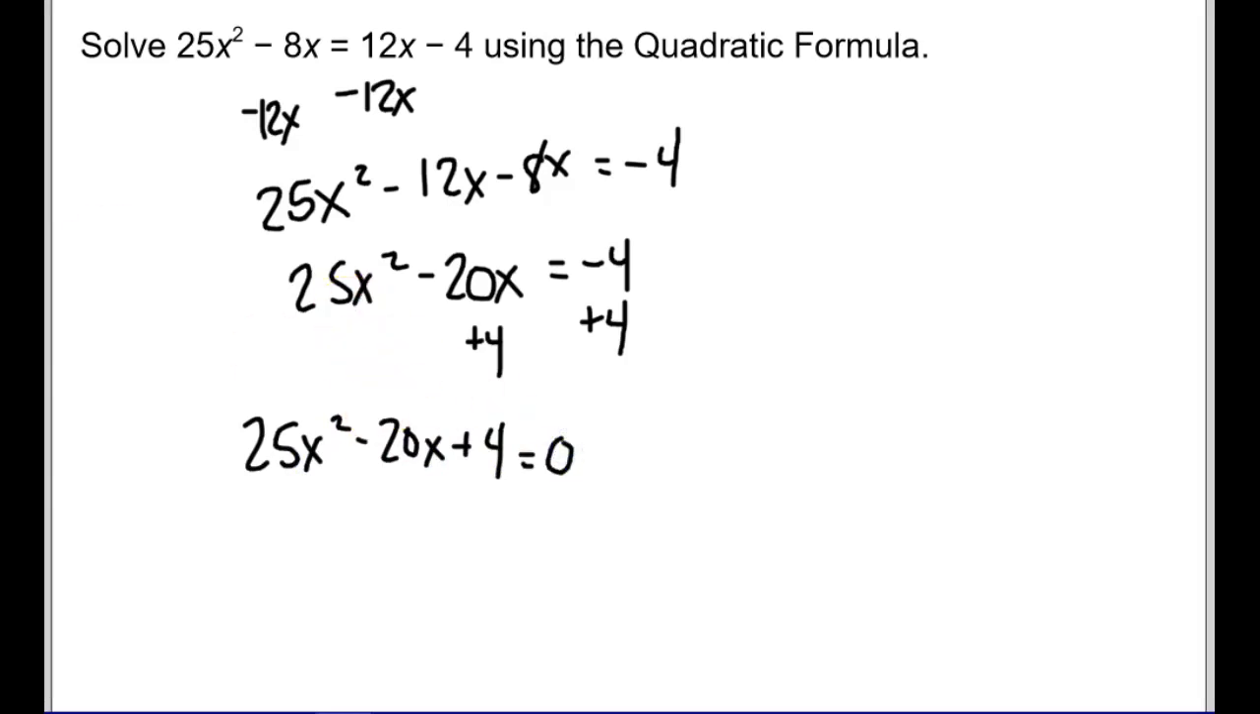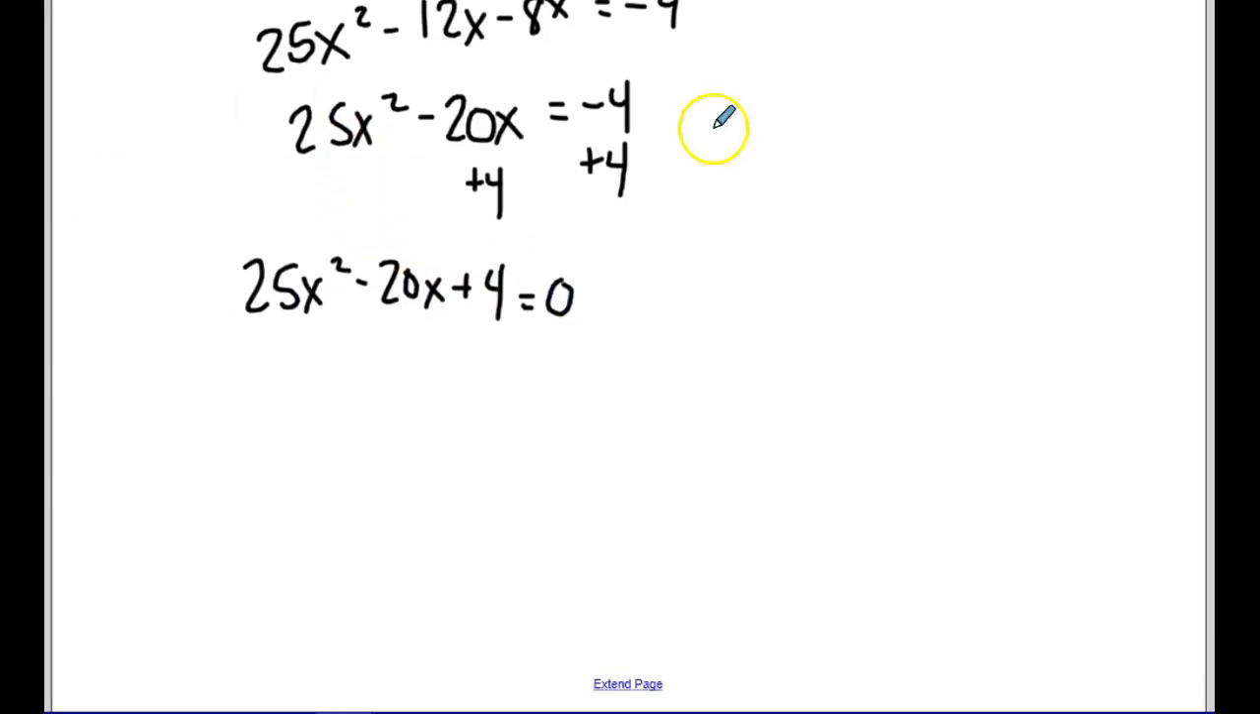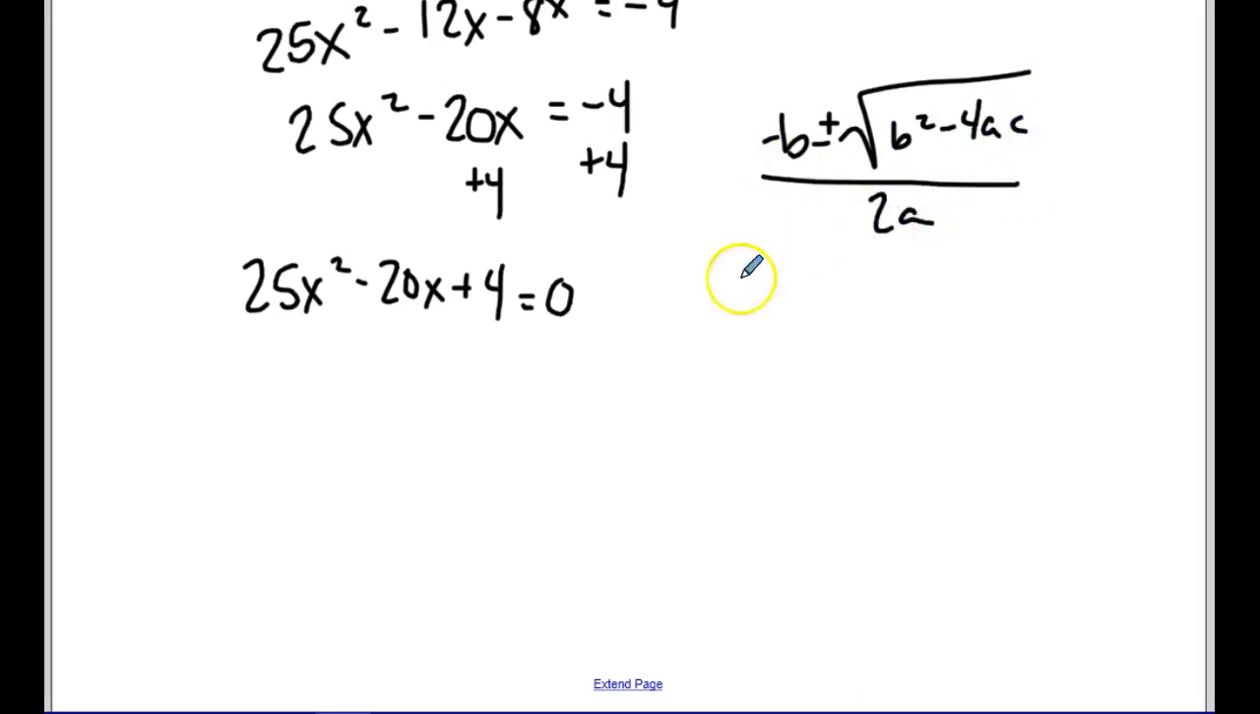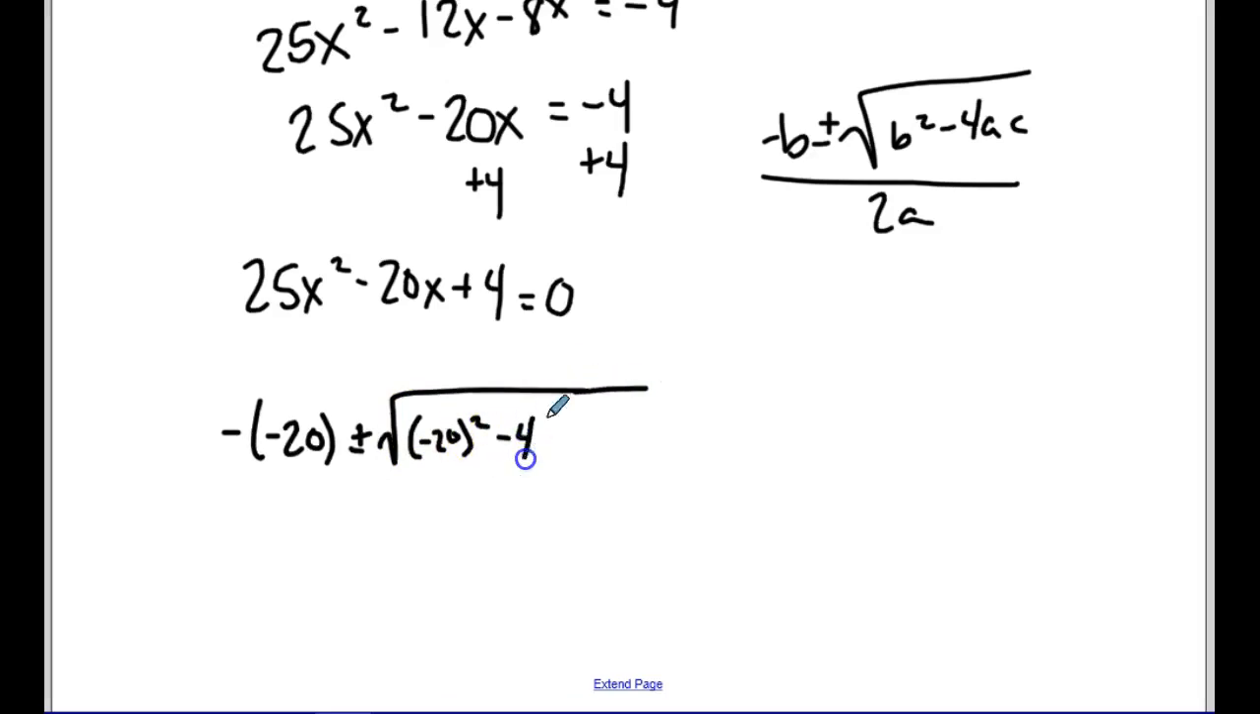Now that I've got everything over to one side, I can use my quadratic formula, which again is negative b plus or minus the square root of b squared minus 4ac all over 2a. Okay, so now I can just plug in the things that I know. So I have a negative b, which is that negative 20, plus or minus the square root of b squared, minus 4 times a, which is 25, times c, which is 4, all over 2a, which is that 25.